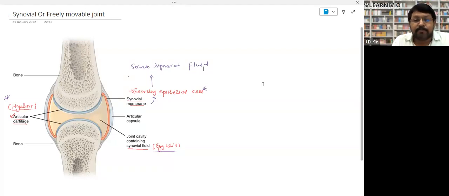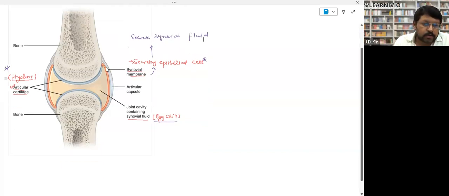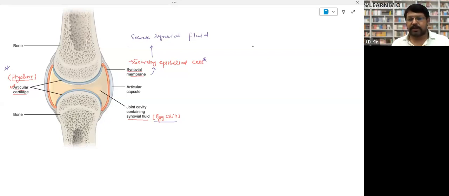They are freely movable joints. Those movable joints are free to move, right? There is a lot of movement over there. So these are called synovial or freely movable joints, right? This is one bone and this is another bone. Between two bones there is a fluid, and this fluid is called synovial fluid. The viscosity or density of this fluid is like egg white, right?